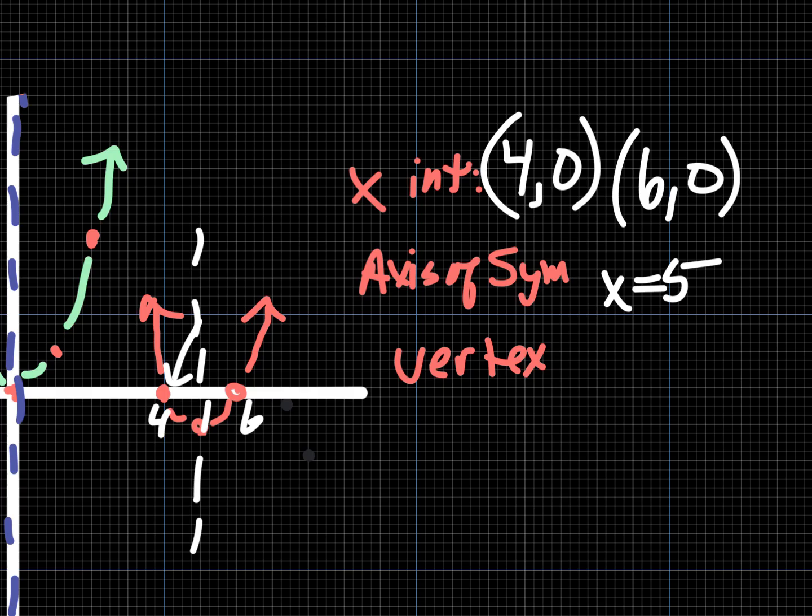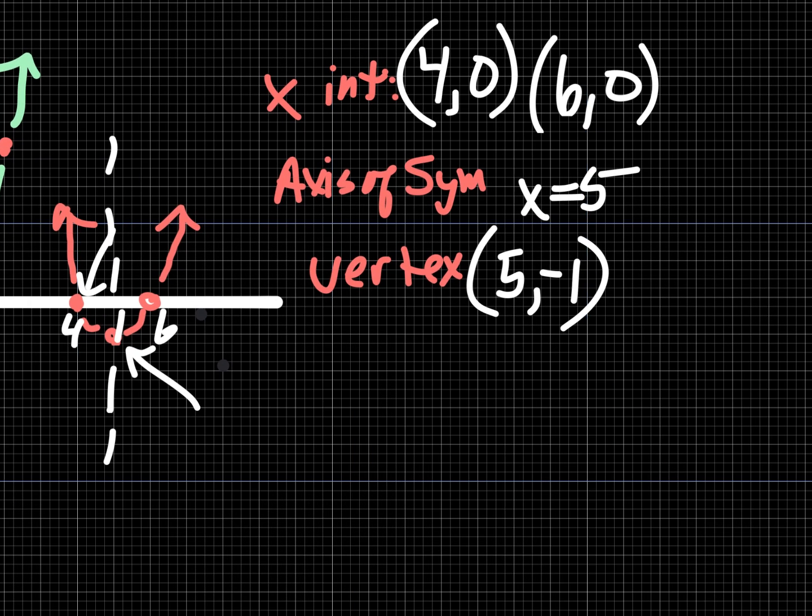That should have been the easiest point. It's like right there, and it's right between 4 and 6, so it'd be 5, comma, negative 1. Notice none of those answers were single numbers. Okay, cool.